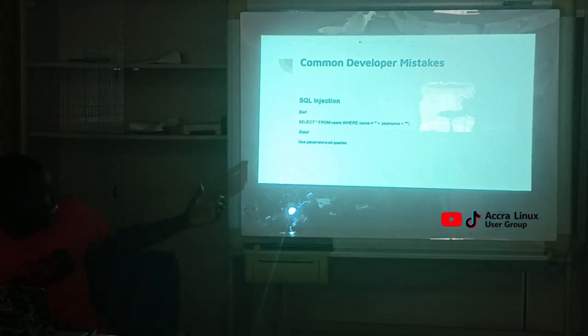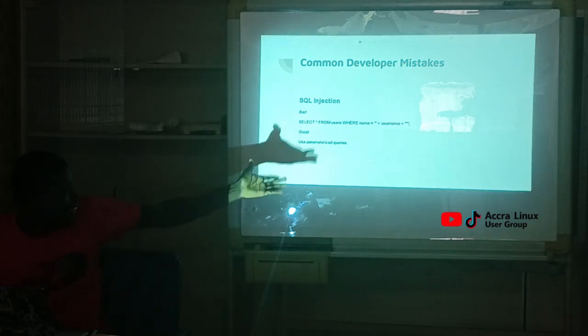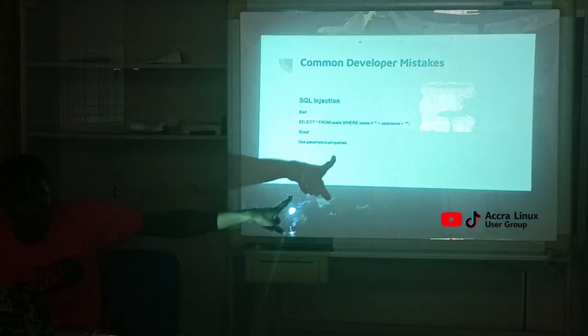You can see select star. I'm sure you can see the asterisk. I call it star, but the asterisk means select everything from users, and users is the name of a table in the database. So it is saying, go to the users, select everything where the name is, and then you put the name of the person over there.